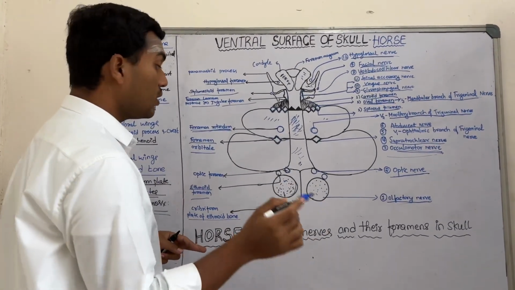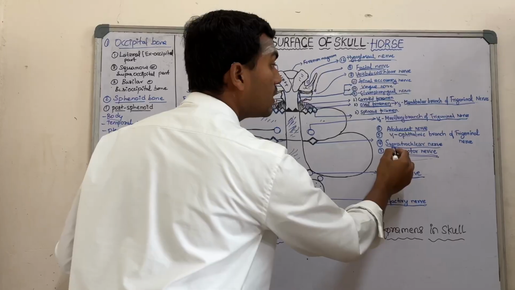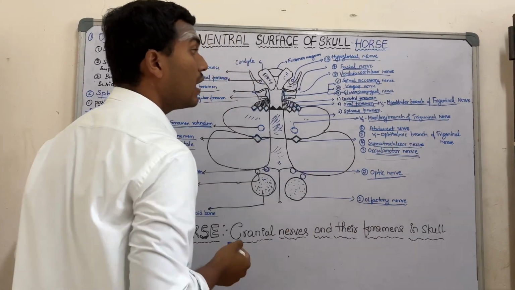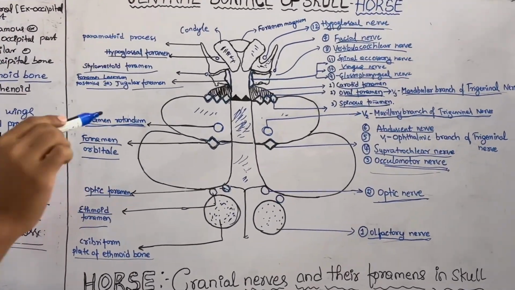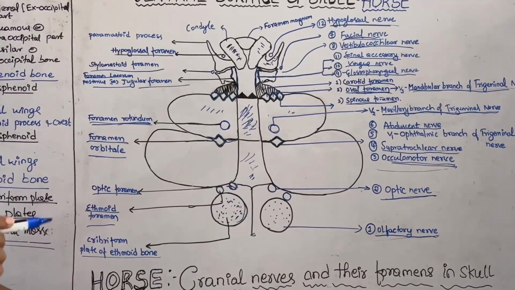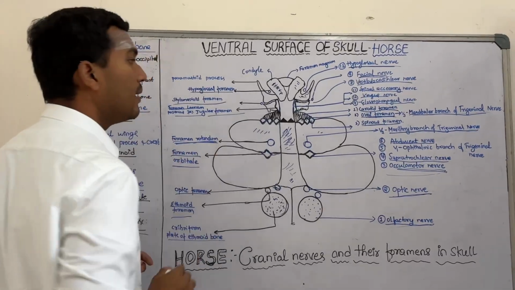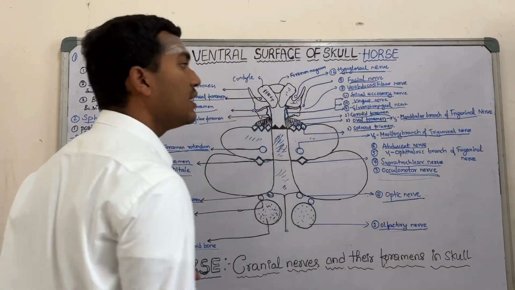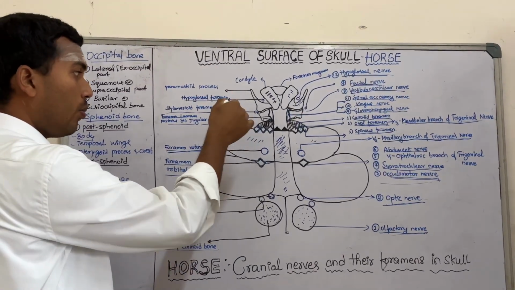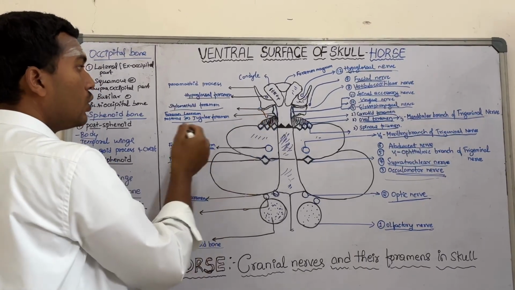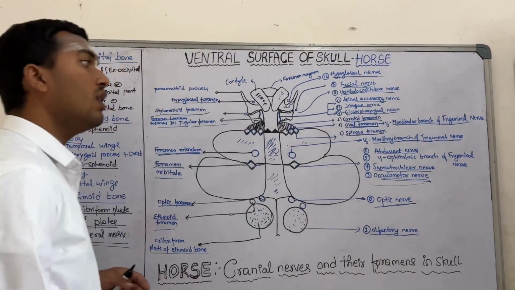The second cranial nerve, the optic nerve, passes through the optic foramen. But the third cranial nerve, the fourth cranial nerve, the first branch of the fifth cranial nerve, and the abducent nerve here pass through the foramen orbitale, whereas in cattle it is the foramen orbitorotundum. This is the major point you need to remember. Then through the foramen rotundum, the maxillary branch of the trigeminal nerve emerges. Then the foramen lacerum is divided into two parts, anterior and posterior. Through the anterior part, the oval foramen, the mandibular branch of the trigeminal nerve emerges.